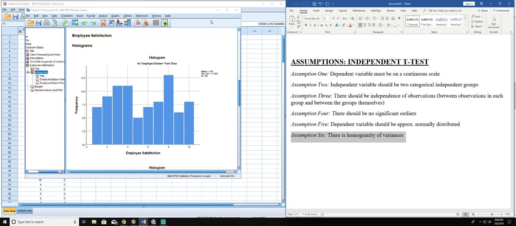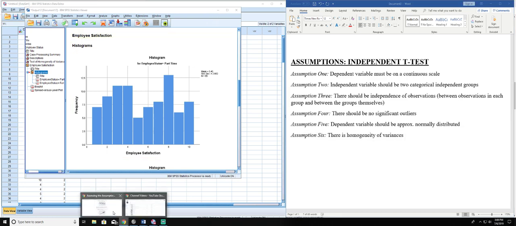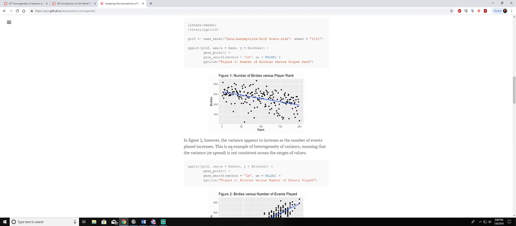Just to give you an example of what this might look like visually, don't worry about any of this coding here, but I just pulled this up to show you. This figure 1 here is a really good example of homogeneity of variance because you can see just by looking that these points are pretty evenly spread according to the trend line. And then when you look at figure 2 here, you can see that the spread increases as the number of events is increasing. So we can say figure 1 is probably a pretty good example of homogeneity of variance, while this is not.